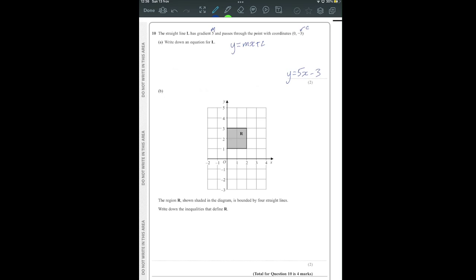Region R is bounded by 4 straight lines. Now I'm really happy because these straight lines are all horizontal or vertical, which makes the equations very nice. So we're going to write down the equations which define R. So we'll start with that side. Well, that's a vertical line, so that's x equals 0. And on this side, we have x equals 2. Well, the region R is between those two values. So one of our inequalities is x is between 0 and 2, or 0 is less than or equal to x is less than or equal to 2.